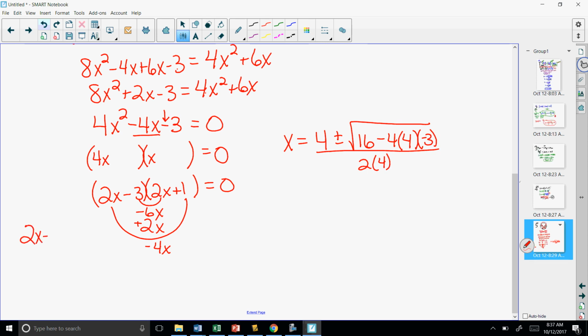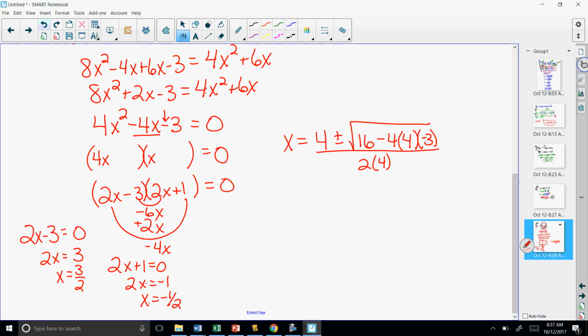So in my factors, to get 0 when you multiply the two numbers together, one of them has to be 0. So 2x minus 3 equals 0. If that's the factor, you add 3 and you divide by 2. What happens if the other factor, you have 2x plus 1 equals 0, you're going to subtract 1 and divide by 2. So now I have solutions of 3/2 or negative 1/2.